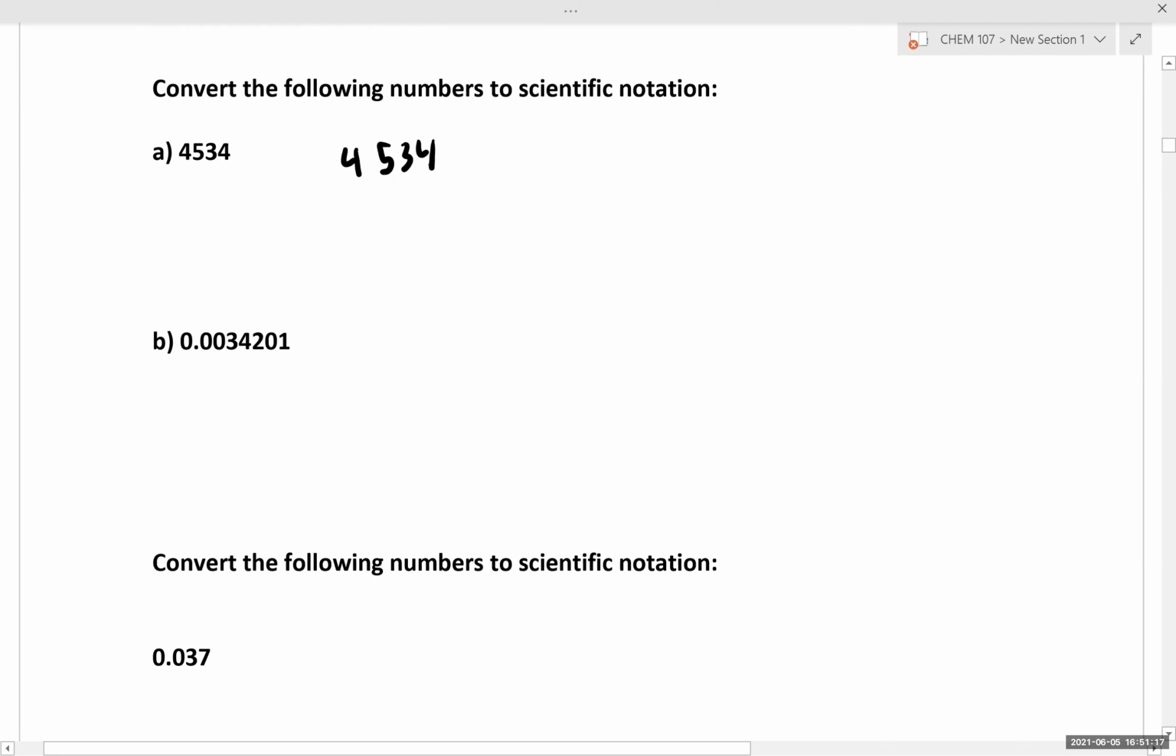4,534. Following my procedure, the first thing I'm going to do is put a decimal point at the end of my number. Now I need to convert this number into a value between 1 and 10. So I'm going to move my decimal point over 1, 2, 3 times. That gives us 4.534. And now following our rules, we moved our decimal point 3 spaces to the left.